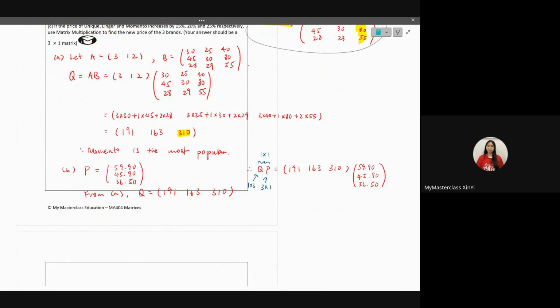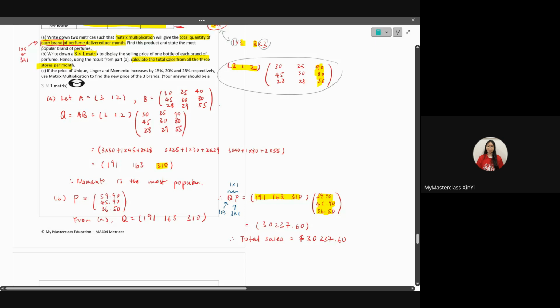So let's do this quickly. You're just going to take this and this. So 191 times 59.9 plus 163 times 45.9 plus 310 times 36.5. Then you are going to get 30237.60. So therefore the total sales will be equal to $30237.60. So that is for part B.